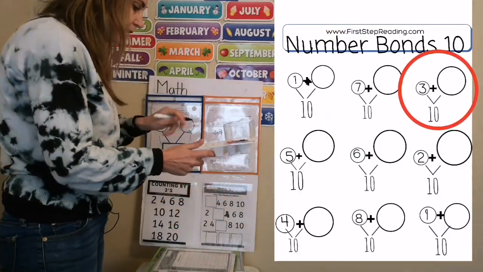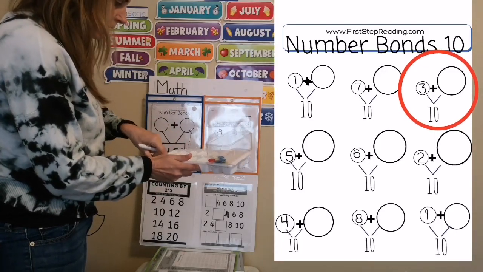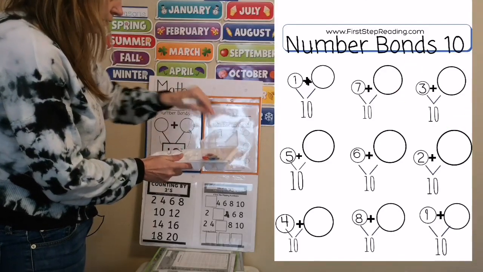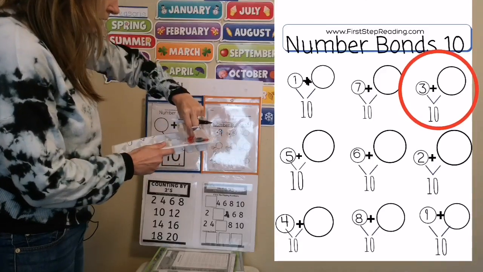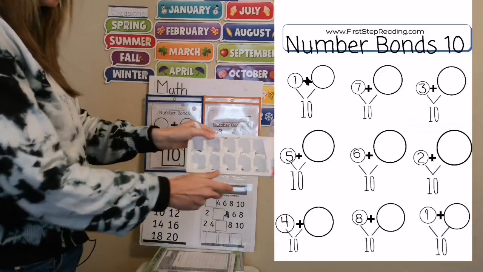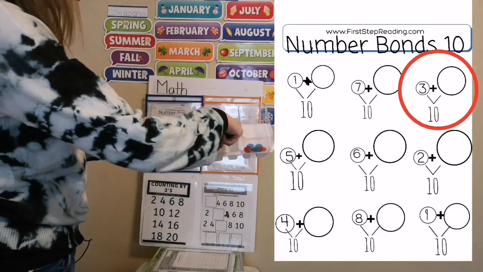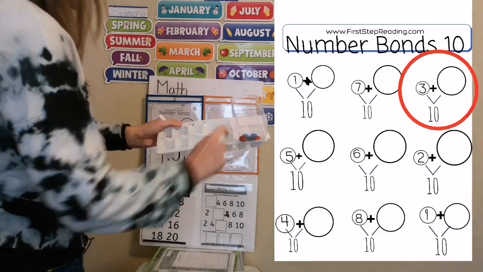Now it says put 3. So now I take them out and put only 3. 1, 2, 3. Okay? And how many are left until it's full? 1, 2, 3, 4, 5, 6, 7.